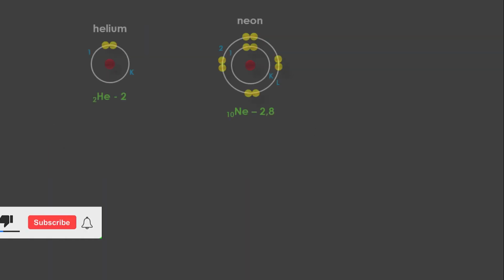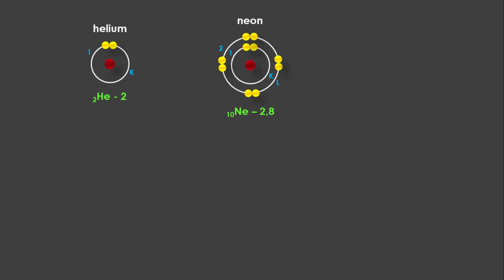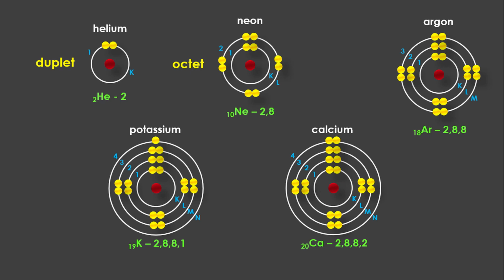If you look at the electronic configuration of helium and neon, you will observe that they have the recommended maximum numbers of electrons, 2 and 8, allowed in their outermost shells. These are called the duplet and octet configurations respectively and account for the stability of these elements. Similarly, if you take a closer look at the electronic configurations of potassium and calcium, it will be observed that the 19th and 20th electrons move to the fourth shell without first of all completing the third shell, thereby violating the 2n squared rule, right?